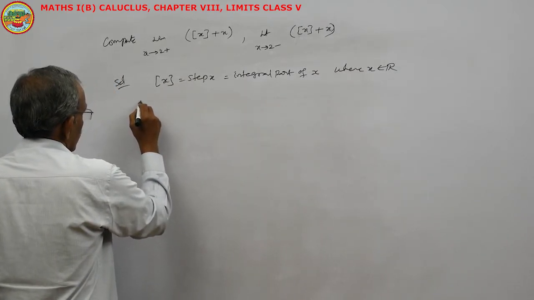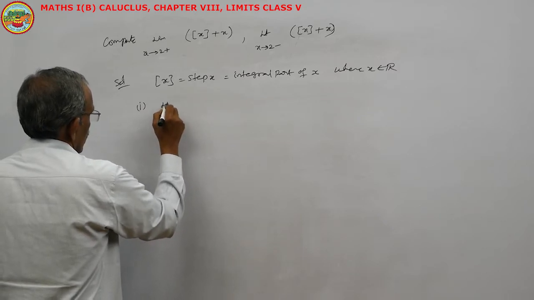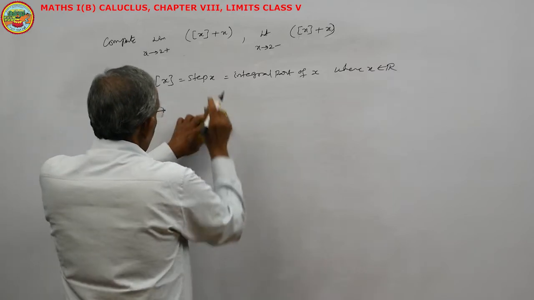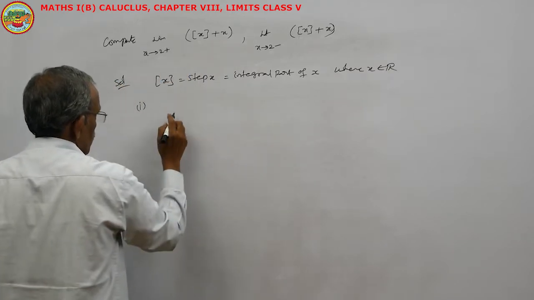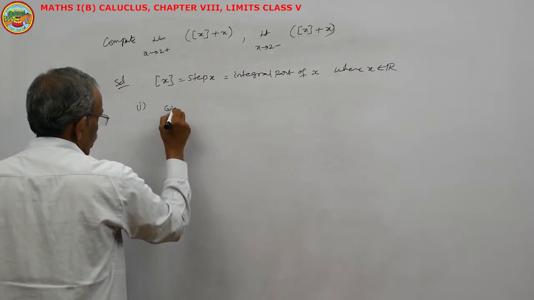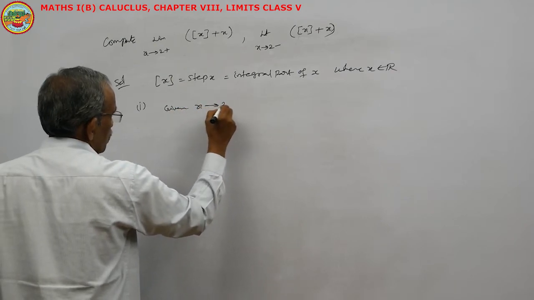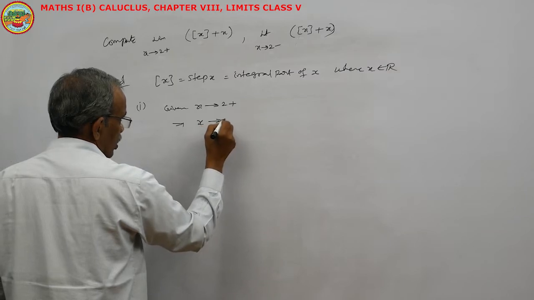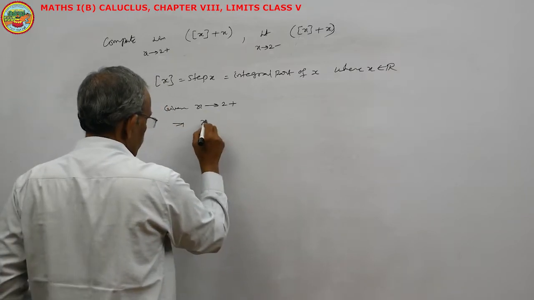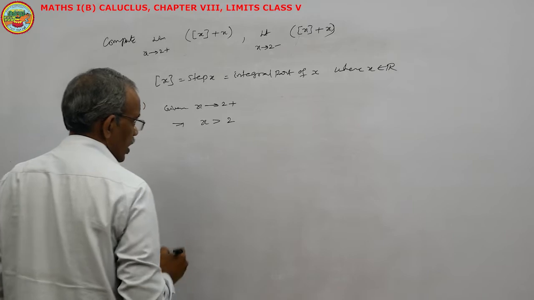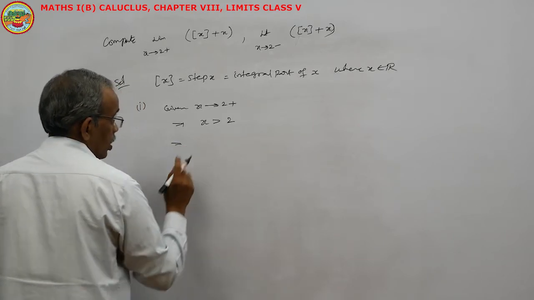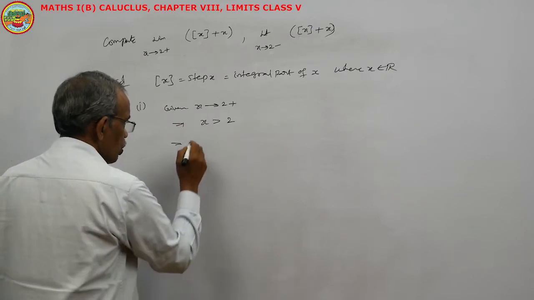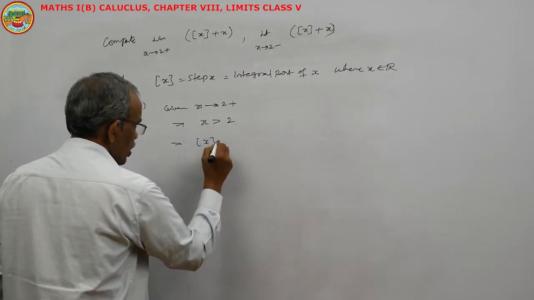First one, limit of step x plus x as x tends to 2 plus. Given x tends to 2 plus, x tends to 2 plus means x greater than 2. That implies, as we wrote modulus x earlier, we should also write the step value. When x is greater than 2, step x is equal to 2.